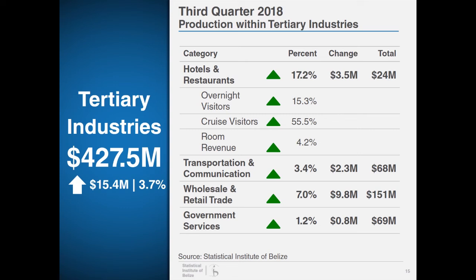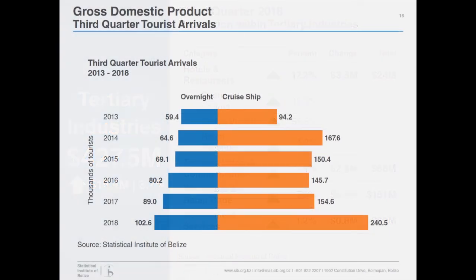Transport and communication also went up by 3.4% or $2.3 million, totaling $68 million. And this was due to an increase in freight. Wholesale and retail trade went up by 7% or $9.8 million, totaling $151 million, while government services went up by 1.2% or $0.8 million, totaling $69 million, and this was due to salary increase. Now we're going to take a look at the tourist arrivals more in detail.